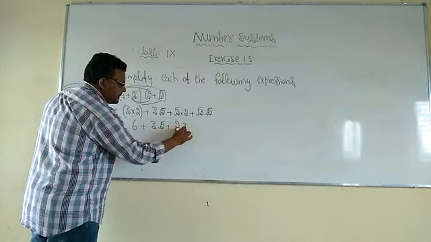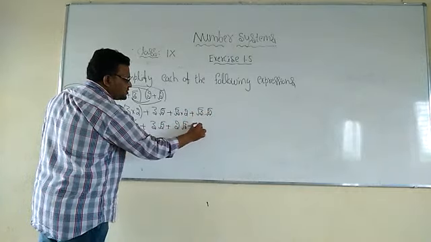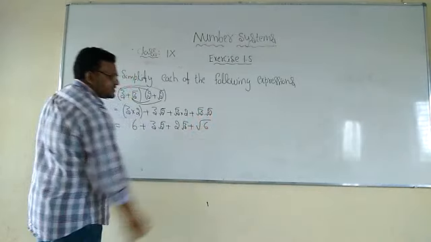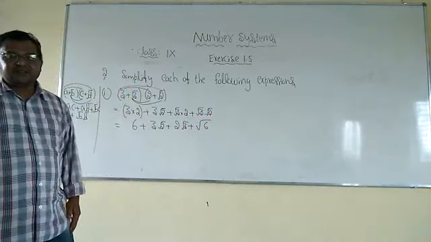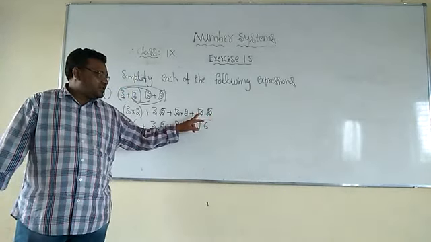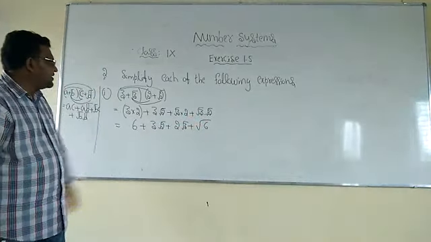which means 2 root 3 plus square root 3 into square root 2. That means we can write under the same square root 6. Why? Because root a into root b is equal to root ab. So root 3 into root 2 is equal to root 6. That's all. And the second one.